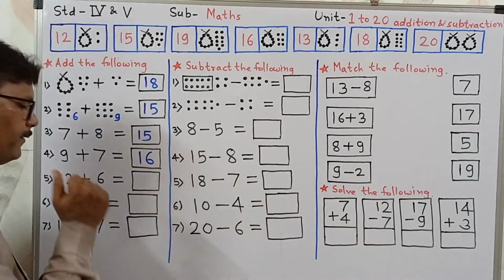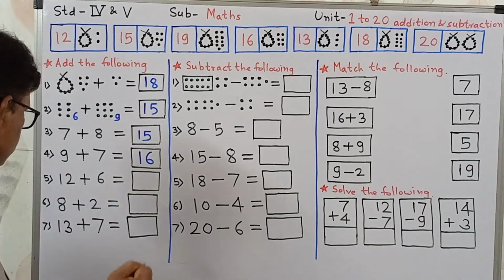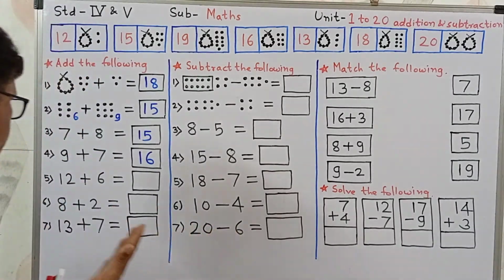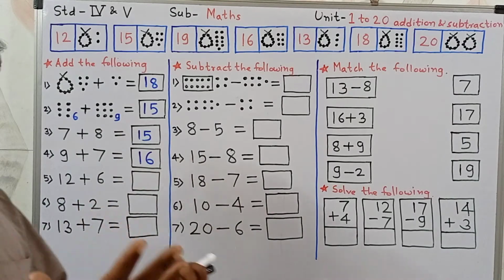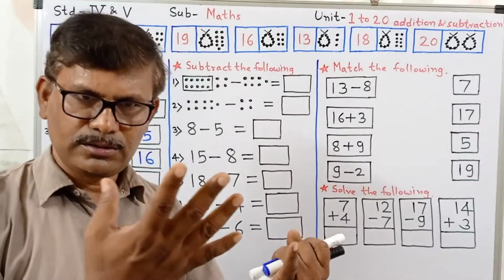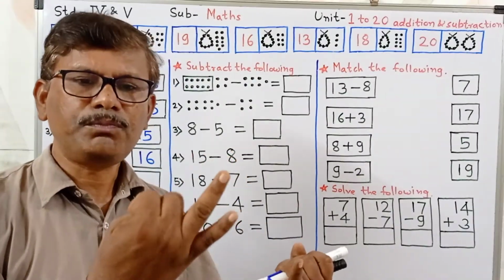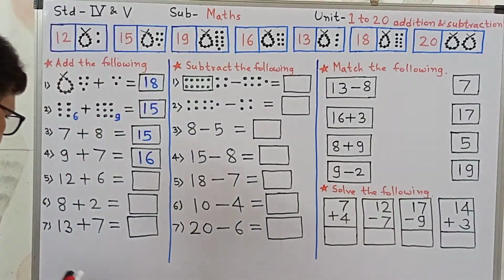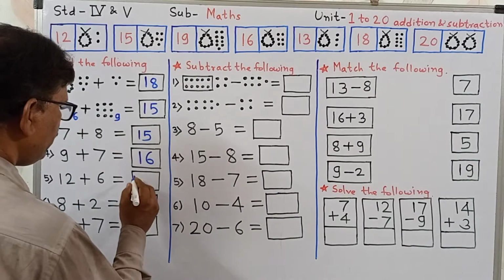Okay. So take 6 because 6 is the smaller number. And which is the bigger number? The bigger number is 12. So count after 12. 13, 14, 15, 16, 17, 18. Very easy. So write down here 18.